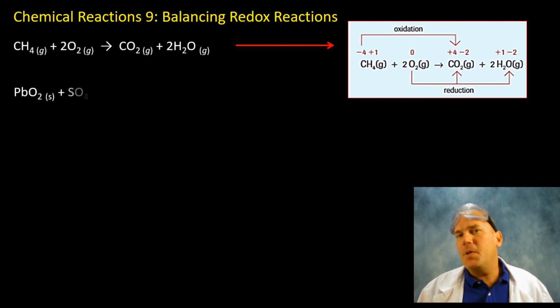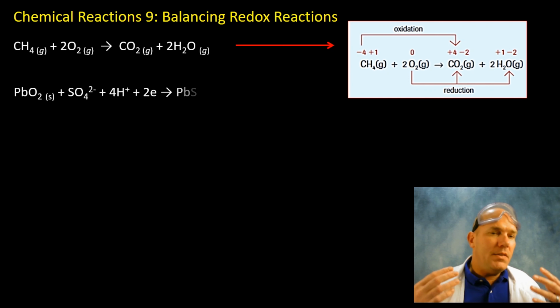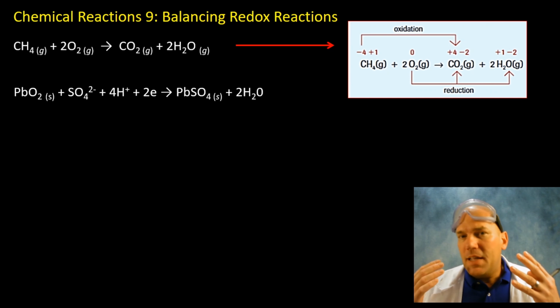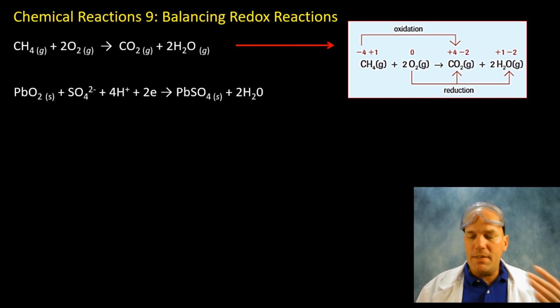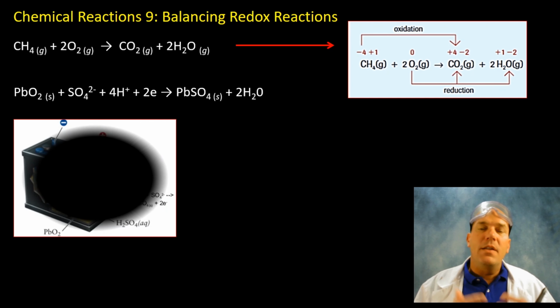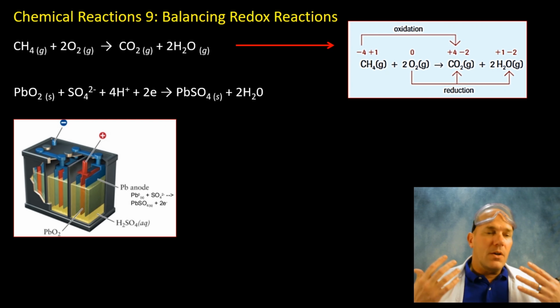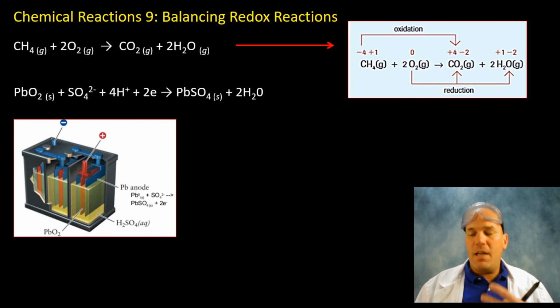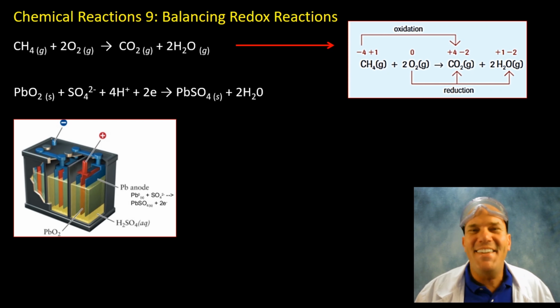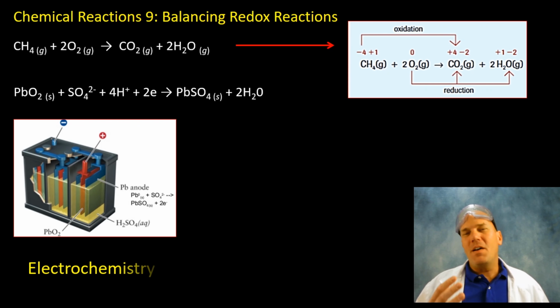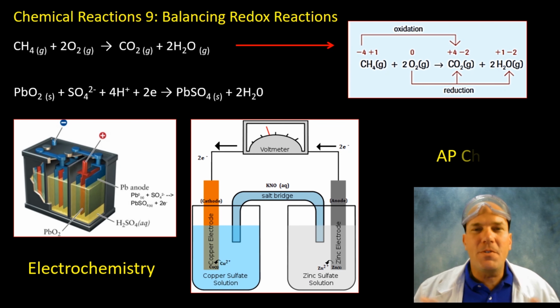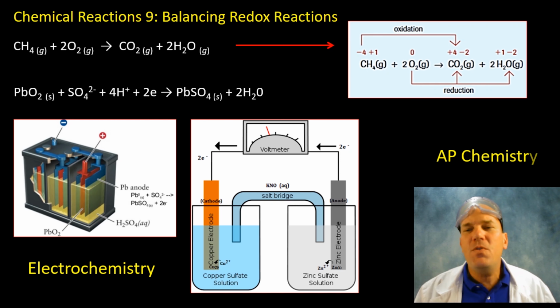Another example here that's really cool is this is a reaction that occurs in a lead acid battery. Lead acid batteries like the one in a vehicle. So that is the reaction that is occurring, and it is actually an example of electrochemistry, which is one of my favorite units in AP chemistry.